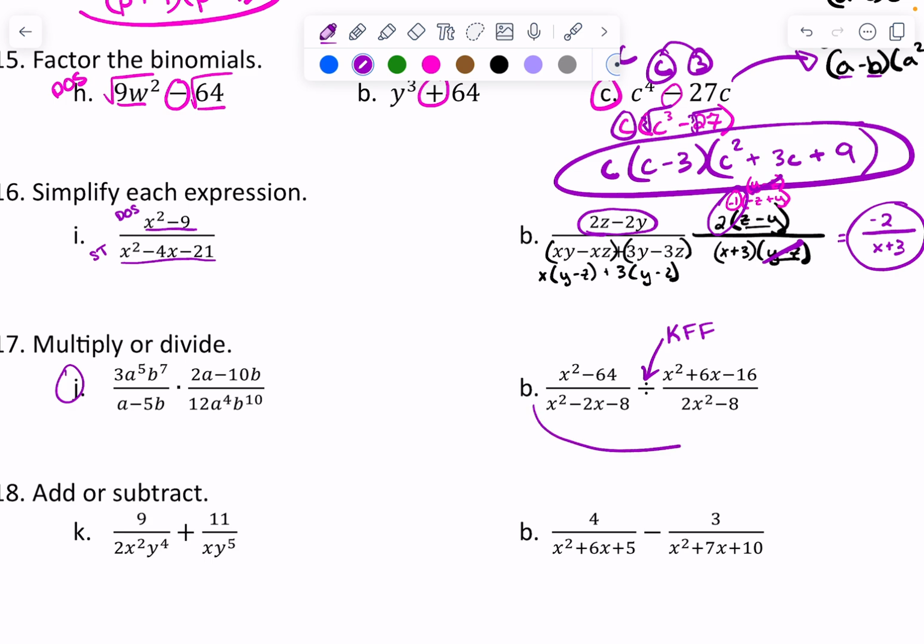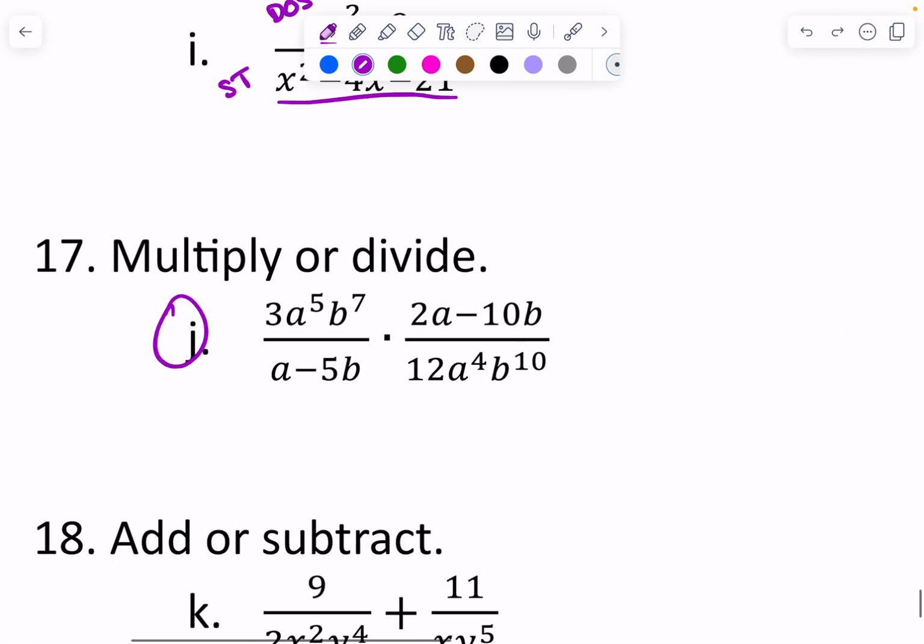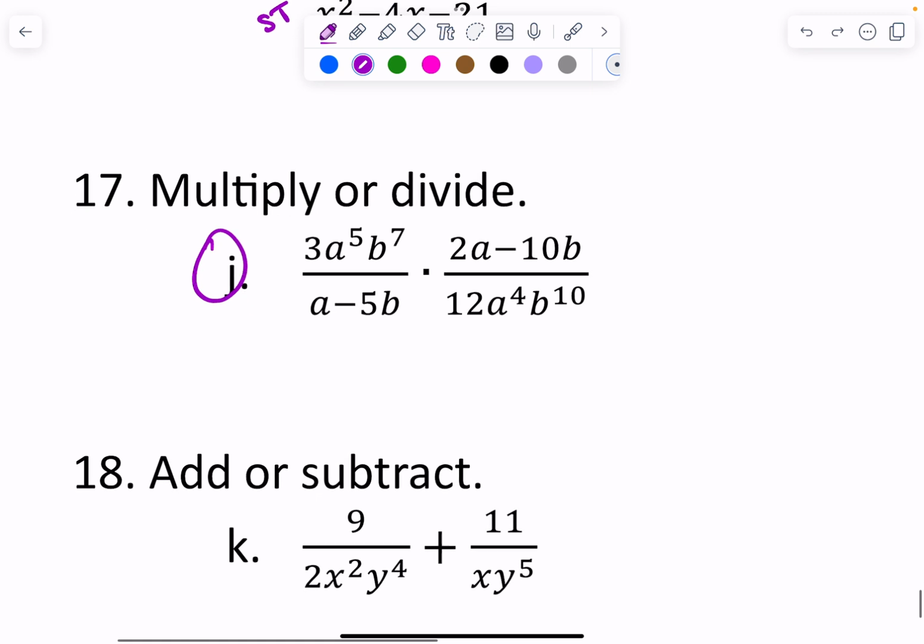You're just going to have to figure out what all these are. Okay? So try that, and if you struggle, you'll have my answer key tomorrow to look at too. But this is multiply. We don't have to do anything here.